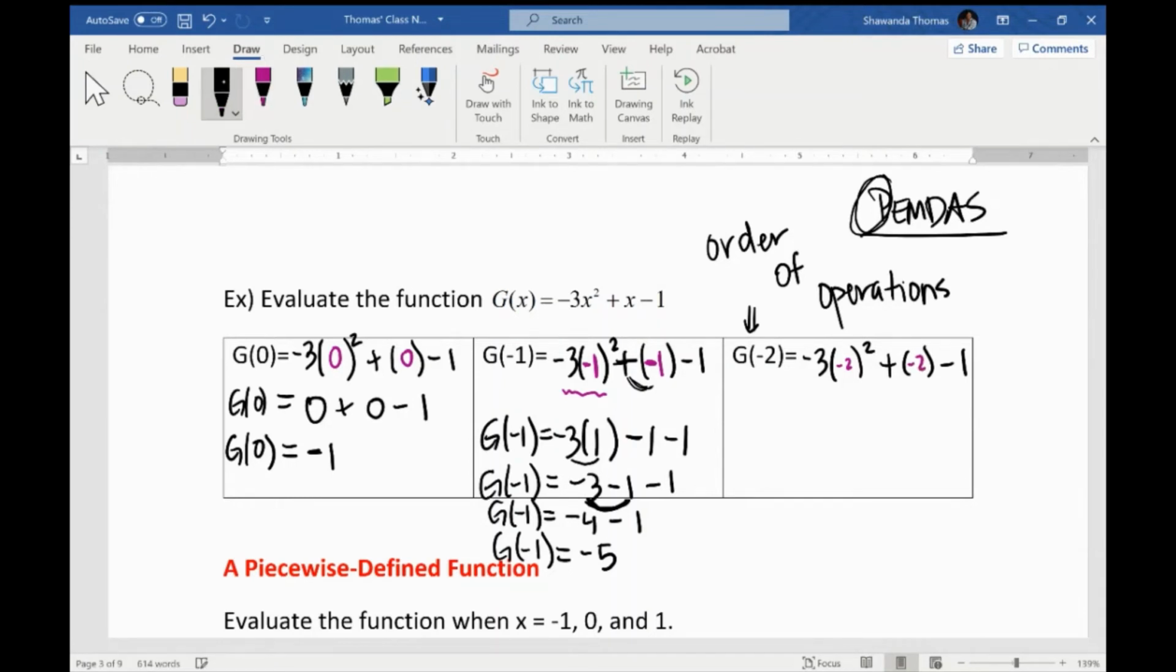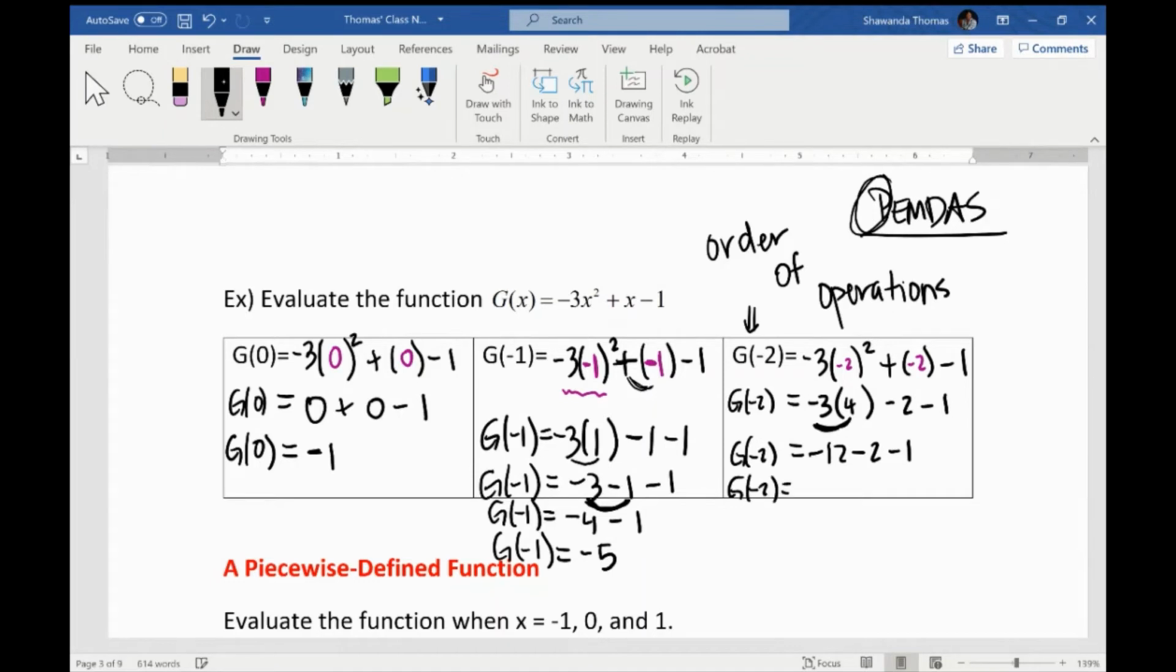All right, so what should you do first here? Working parentheses. All right, -2 squared is 4. I'm going to just write down -2 minus 1. All right. You want -3 times 4? -12. I'm going to write down everything else.